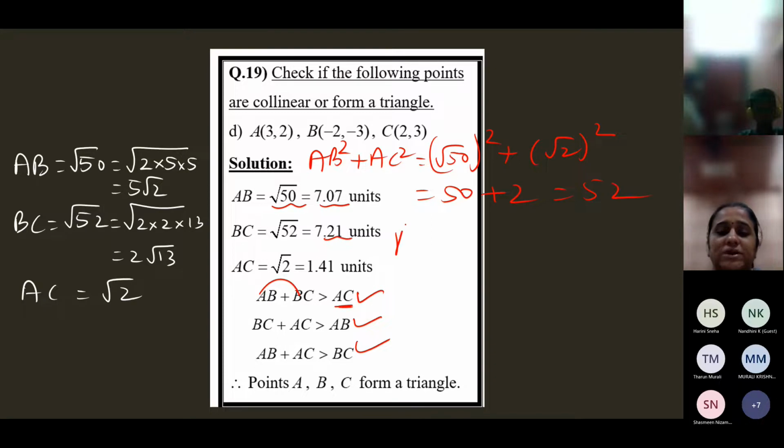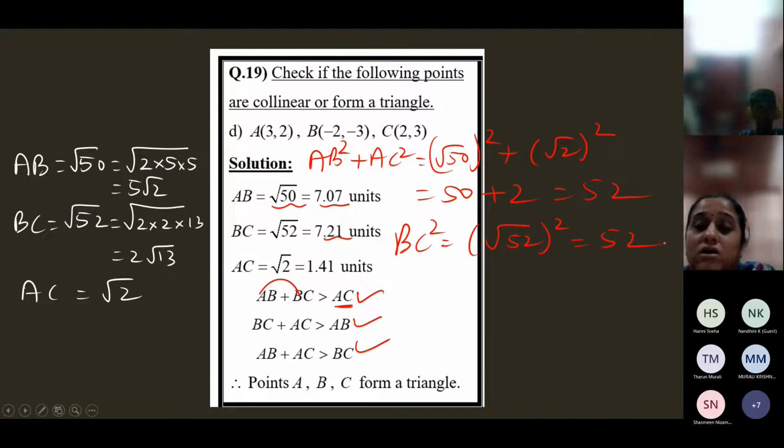And BC square, what is BC square? Root 52, the whole square, which is 52. Not 52 units, since when we say BC square, it's area. Just leave it as 52. So we find that AB square plus AC square is equal to BC square. So by the converse of Pythagoras theorem, ABC is a right angled triangle. And it's right angle at A because BC is the hypotenuse.